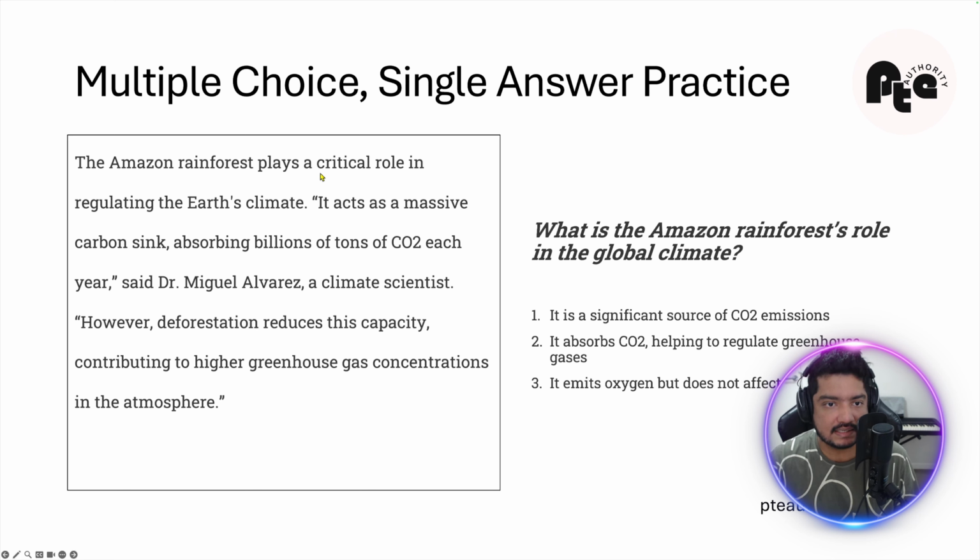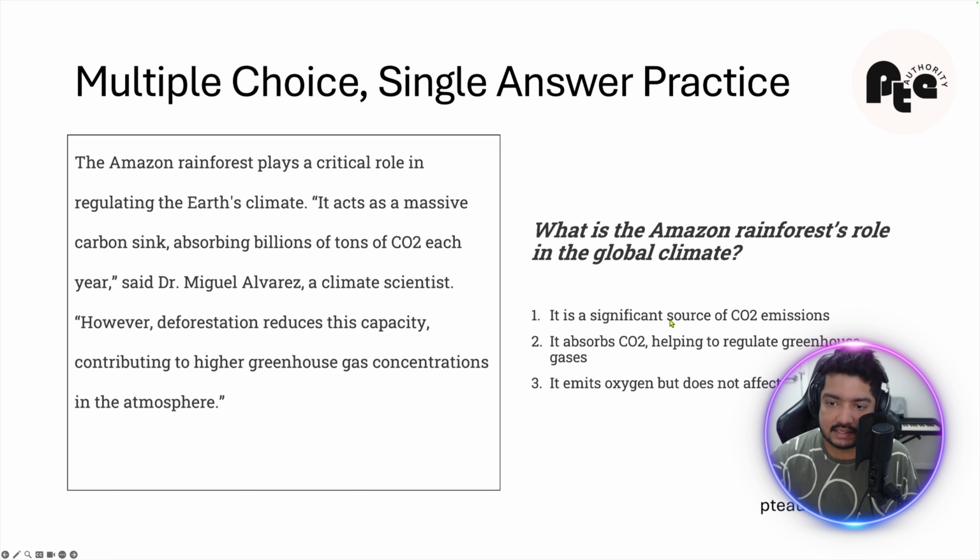Amazon rainforest plays a critical role in regulating Earth's climate. It acts as a massive carbon sink, absorbing billions of tons of CO2 each year, said Dr. Miguel Alvarez, a climate scientist. However, deforestation reduces this capacity, contributing to higher greenhouse gas concentrations in the atmosphere. Great. Now, I think I have an answer in my head, which is the carbon sink, and it acts as a carbon sink by absorbing billions of tons of CO2. So let's go through the answer options next.